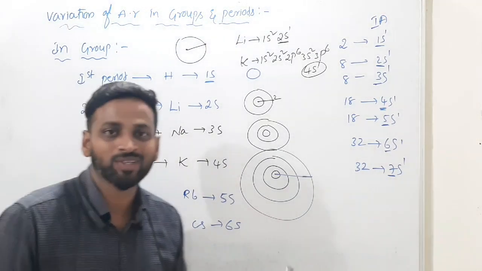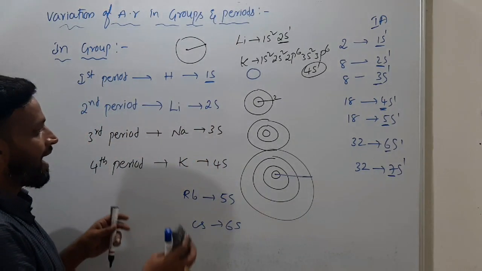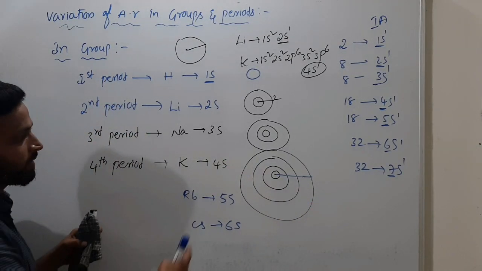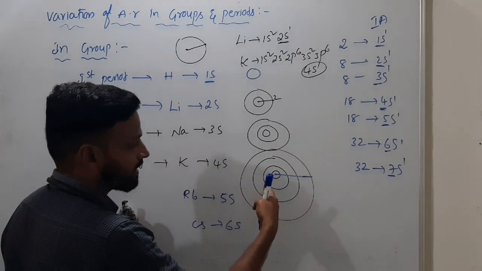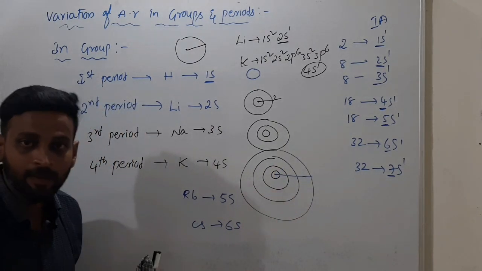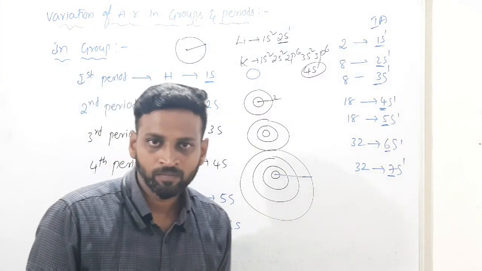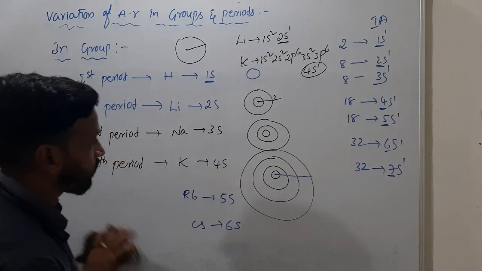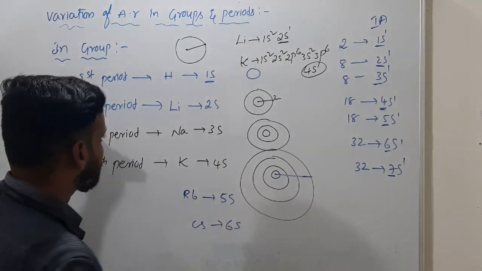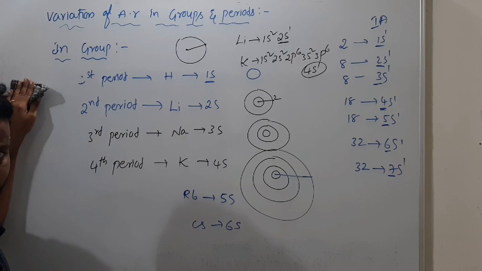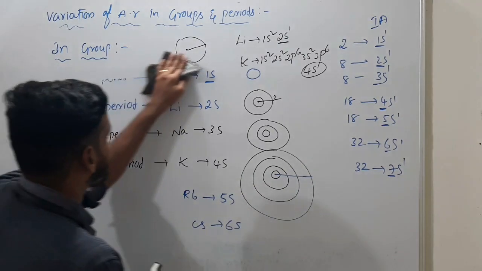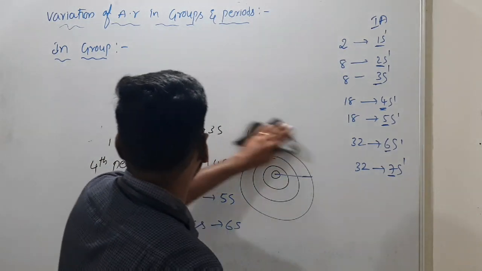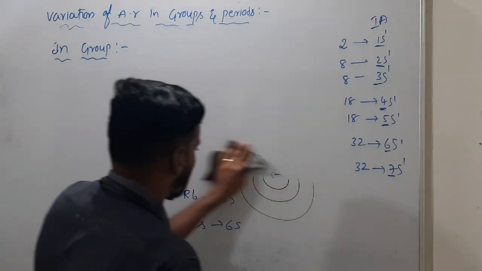I don't have a place here, so that's why I am not writing. As you are going down, new shells are increasing. That means as you go down, the distance between the nucleus and the outermost shell increases. Am I correct or wrong? So what happens therefore as you are going down? Write this down, take a screenshot and write it down. As you are going down, the distance from the nucleus to the outermost shell increases.